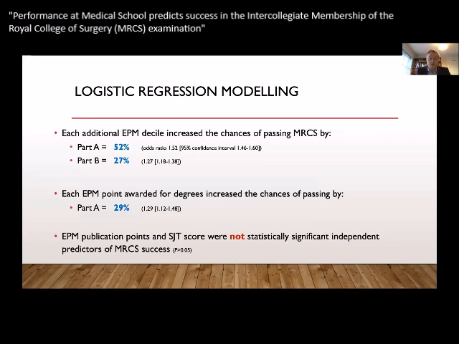For each extra point awarded for extra degrees prior to undertaking medicine, they increase their chances of passing the MRCS Part A by nearly 30%. We found that points awarded for publications and also for the SJT were not statistically significant independent predictors of MRCS success.